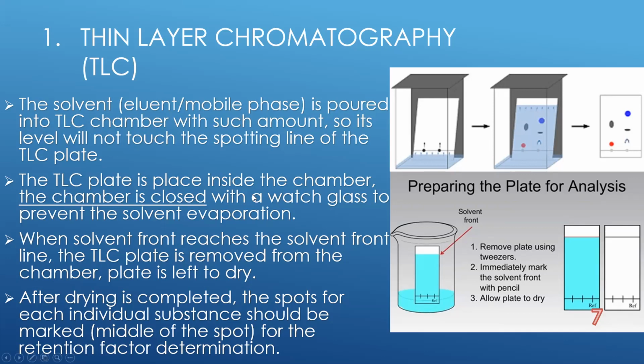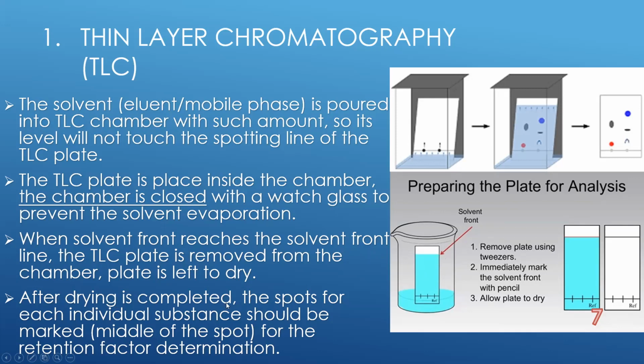So the TLC plate is placed inside the chamber. The chamber is closed, usually with a watch glass, to prevent the evaporation of the solvent. When the solvent reaches the solvent front line, the TLC plate is removed from the chamber and left to dry. In some cases it is removed when we have not marked the finishing line or solvent line. It can be drawn later, when we remove the plate from the TLC chamber, but in the given work, which we will see in the video today, we have already drawn the line, and the plate should be removed when the solvent front reaches that line. And you can also see this in the video.